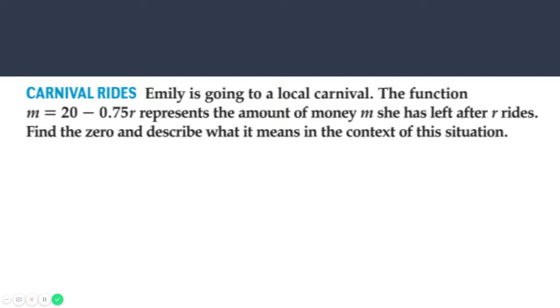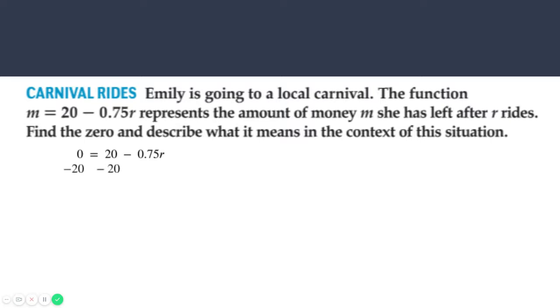So basically what this comes out to say is that it's costing her 75 cents to ride the ride every time, and she went there with $20. So we're going to find out when she runs out of money. When is she going to end up with $0 left? So I'm going to replace m with the number 0, and I'm going to rework this to solve for r to figure out how many rides it's going to take.